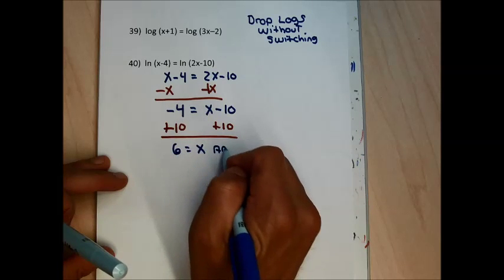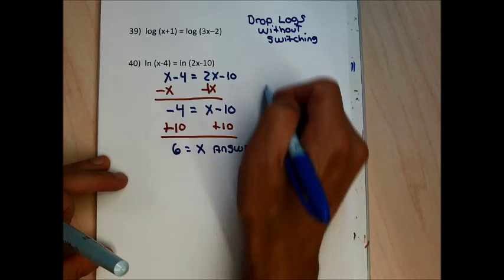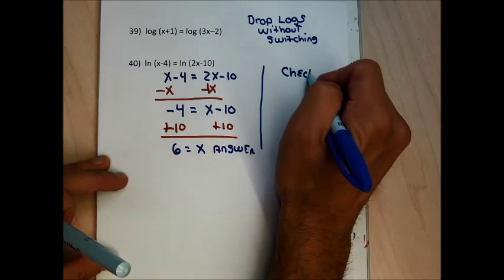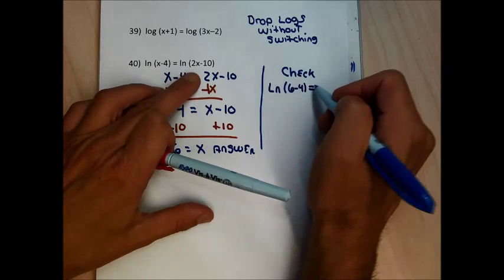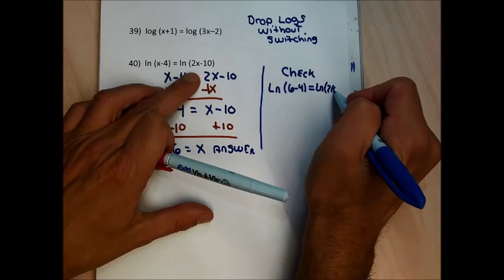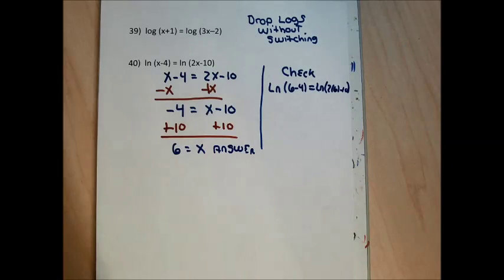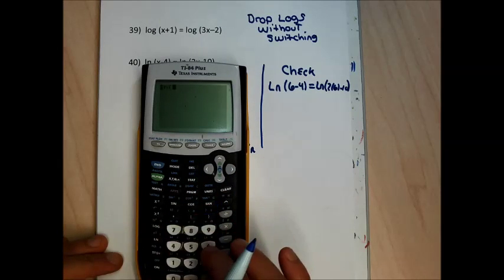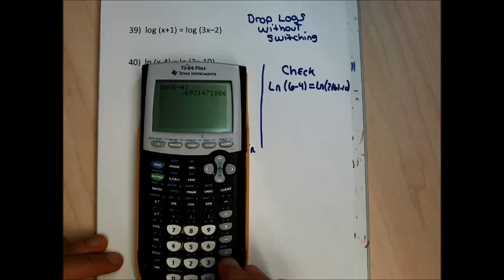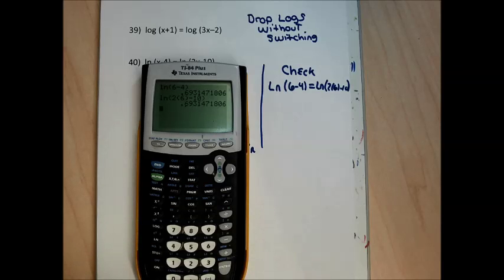I claim that's my answer to problem 40, and I'm going to check it. On the left-hand side, I'm going to check: is the ln of 6 minus 4 equal to the ln of 2 times 6 minus 10? Let me do both on my calculator. So left-hand side, ln of 6 minus 4 gives me that horrible decimal. And on the right-hand side, ln of 2 times 6 minus 10 gives me that same number. So I know my answer is right because both sides come out to the same number when I evaluate each of the sides for my answer.